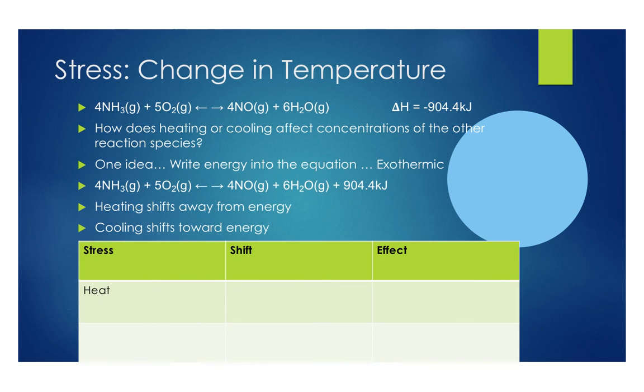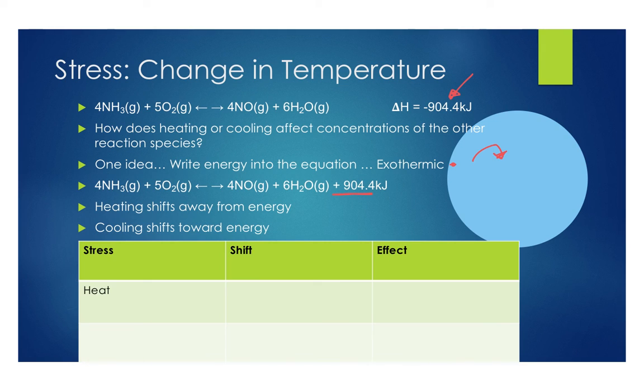The second kind of stress that we see is a change in temperature. Okay, so how does heating or cooling affect the concentrations of other reaction species? All right, so one way we can deal with this is we can go ahead and write the energy into the equation. So we know that from being negative 904, that means that this thing is exothermic, which means we're going to be getting heat out of it. Okay, so we could go ahead then and just write the kilojoules right into the product side.